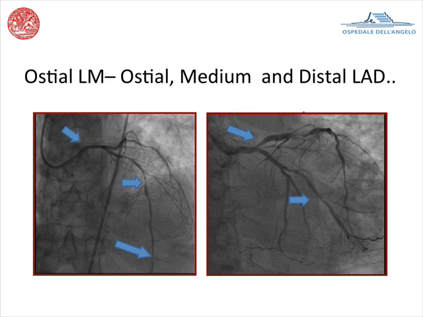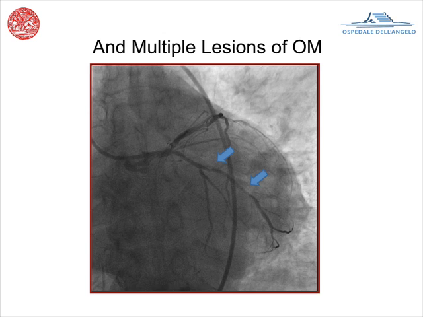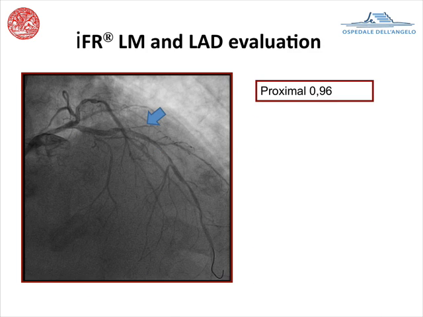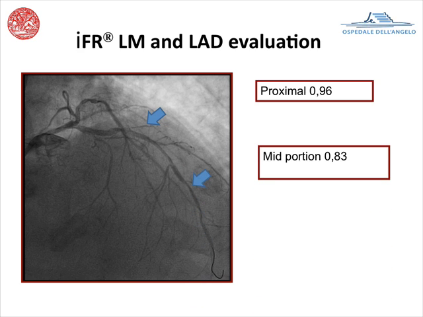Here you can see in two different views how diffuse the disease of the left coronary was, and another view of the obtuse marginal. The left coronary artery was interrogated with a pressure wire, as you can see in the picture, with the purpose to place stents only in the functionally significant stenoses. We used iFR, which is available in our cath lab.